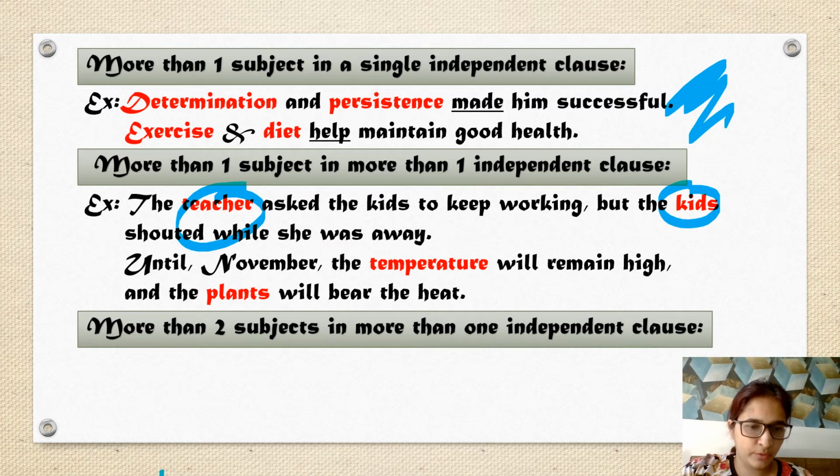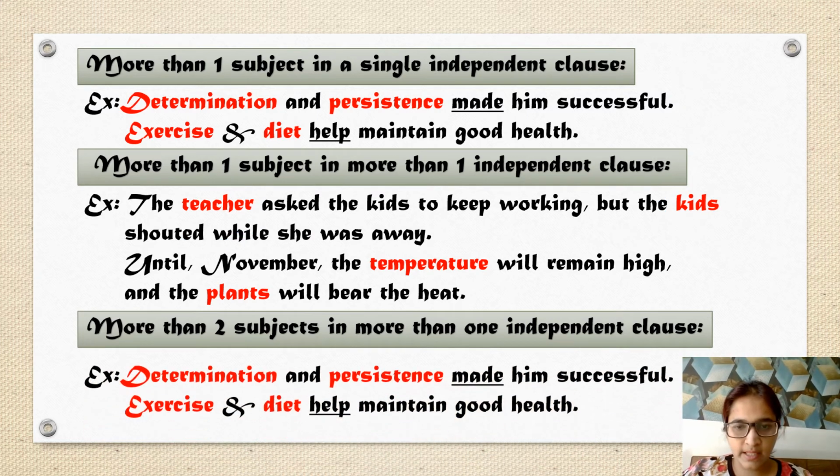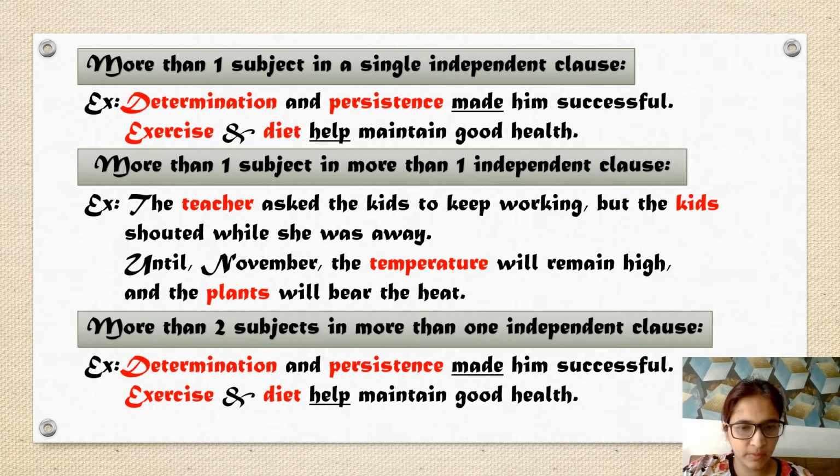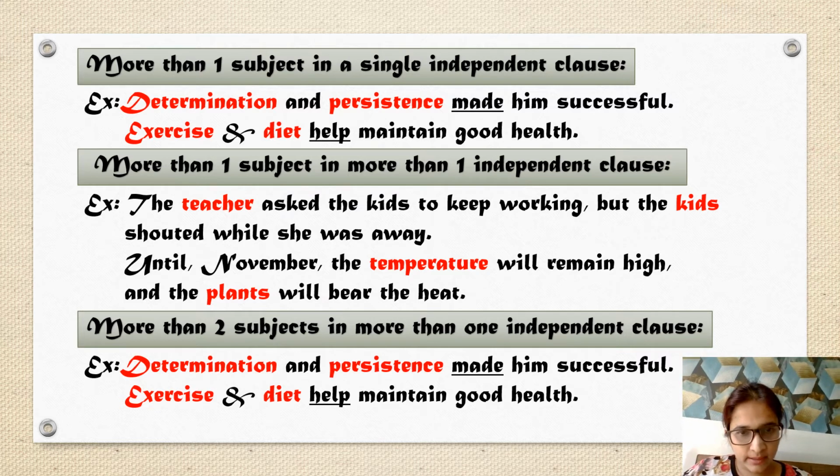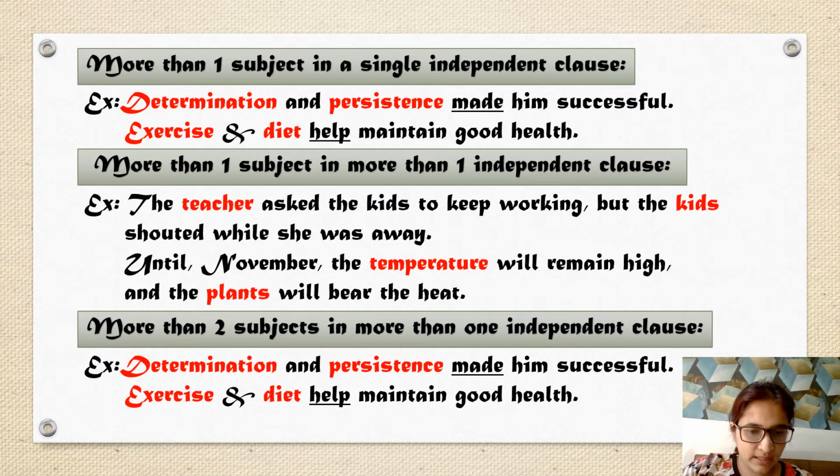I will not do that for you as a piece of cake. So I will just give you an example again like the previous one, like "determination and persistence made him successful." And what you have to do is add another independent clause with two more subjects to it. You can see how you can make a sentence yourself with nearly four nouns used as subjects in two independent clauses. So that's the job for you.